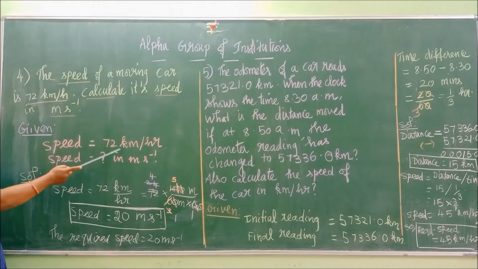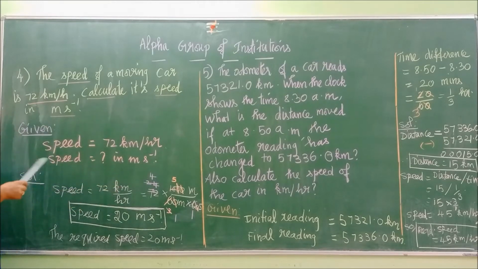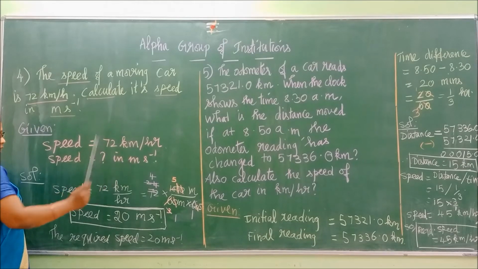Right? Now speed is 72 km per hour. Speed, what is the speed in meter per second? See, children, there is no fixed method to write this given. You can think in your own way. I have given question mark in meter per second.